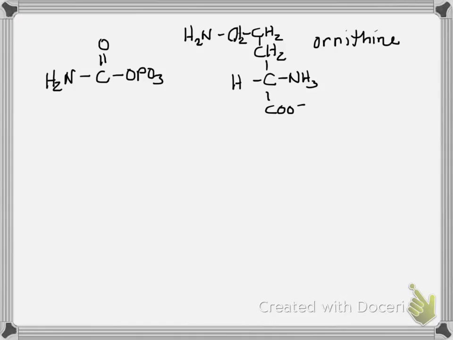So notice it has an amino acid structure. It's got an alpha carbon. It has the primary amine on the alpha carbon, carboxylic acid, and it also has an R chain. So this is ornithine. Now we are going to combine these two reactants, and we are going to form a molecule of citrulline.